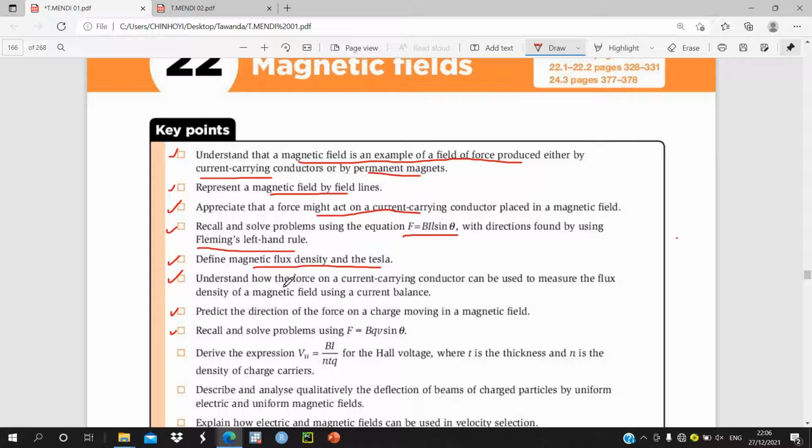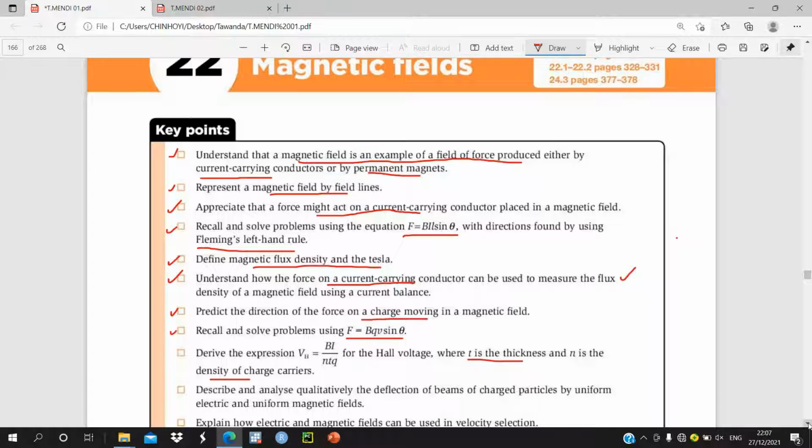We also need to understand how a force on a current carrying conductor can be used to measure the magnetic flux density. We also need to predict the direction of the force on a charge moving in a magnetic field. You also need to recall problems using F equals BQV sine theta. We also need to derive this expression where VH is our Hall voltage, t is our thickness, and n is the density, that is the number of charge carriers.